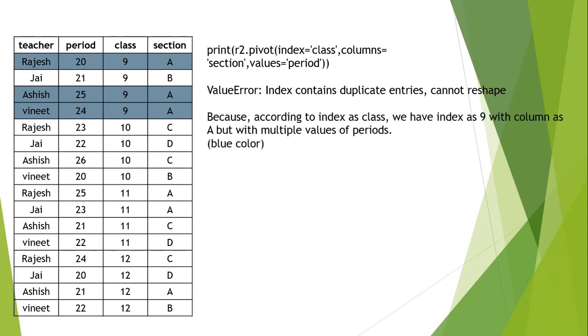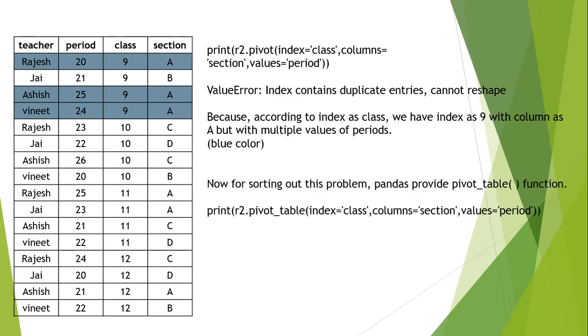Yes, that is what has been mentioned: for class 9 section A we have multiple values of period. For sorting out this problem, Pandas provides the pivot_table function. This pivot_table function has been created keeping in mind that duplicate entries can be sorted out. Now let's see how it does that. Print r2.pivot_table. Only this particular thing has changed: pivot has been replaced by pivot_table.